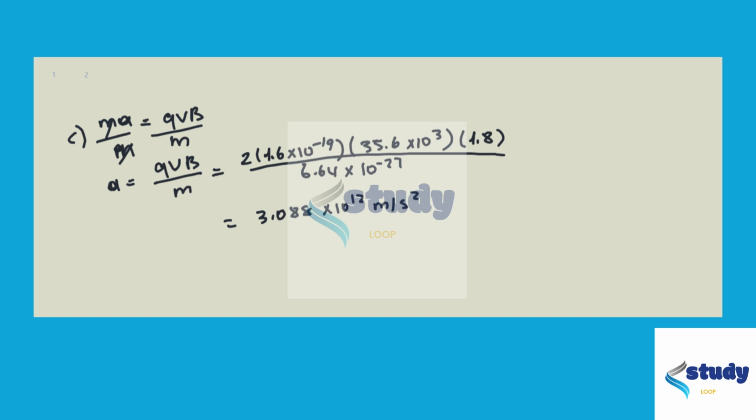And this is the magnitude of the acceleration, but how about the direction? The direction of acceleration is always going to be towards the center of the circular trajectory that we're talking about.